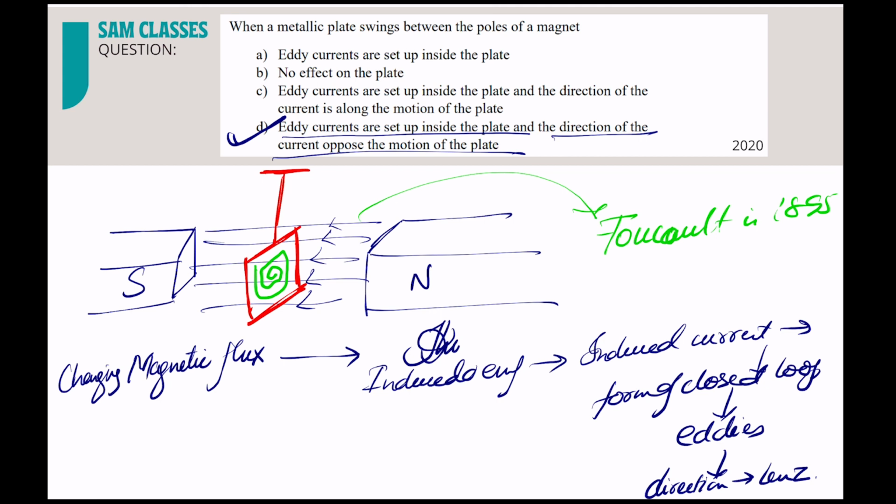Changing magnetic flux, if the number of field lines is changing, it induces an EMF. Induced EMF produces a current. Current comes in the metal in form of closed loops that forms eddies, or whirlpool, and that's why it is known as eddy current. Now the direction of the eddy current is such that it opposes the motion of the plate. Clear? Newton's law we know, law of inertia, correct? What it does, always opposes the change.